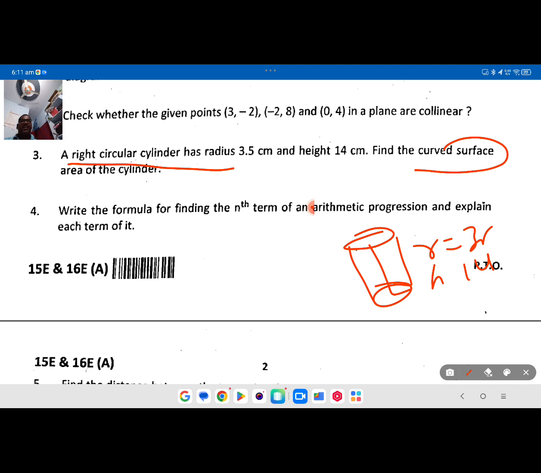So for writing the rough sketch and writing the given data, you'll get half mark. For writing the formula, you'll get half mark. Because it is a 2 marks question, you'll get half mark.